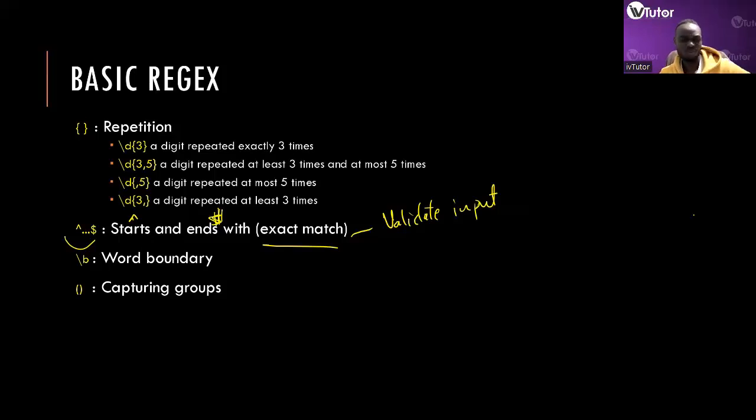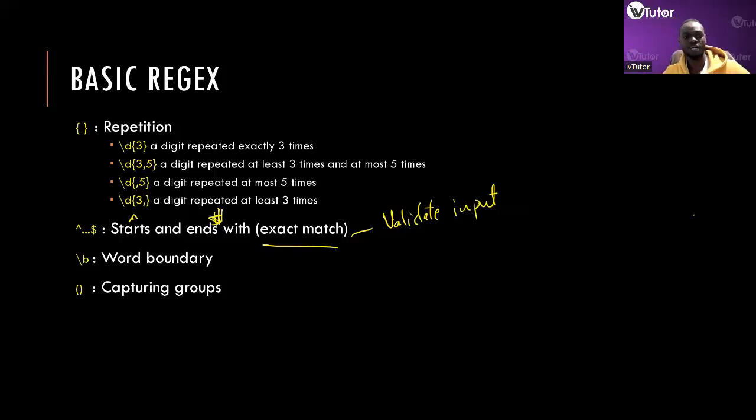Another meta character that we don't normally use that much is the word boundary, which we use to denote the beginning and ending of a word. We would see those in examples. And brackets, I've already explained. We use these for capturing groups, which means you want to subcategorize your match, like this part of the match is this and this part of the match is that. So basically, these are the main characters that we use.